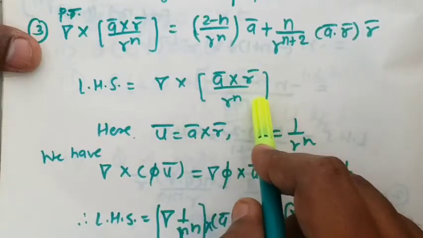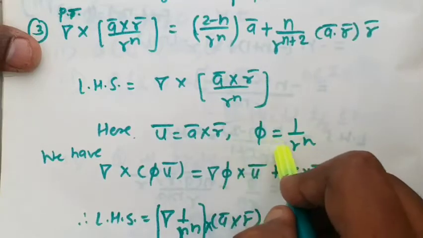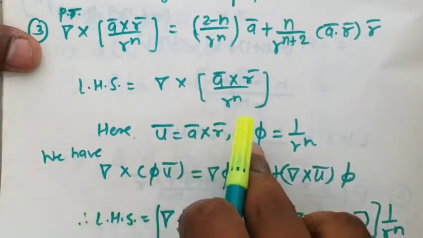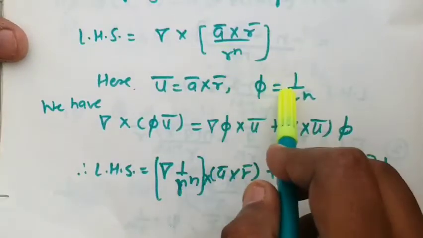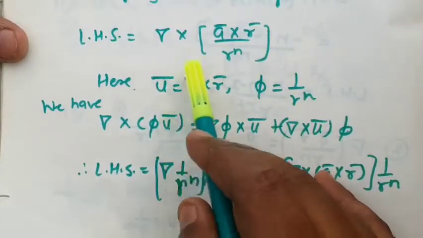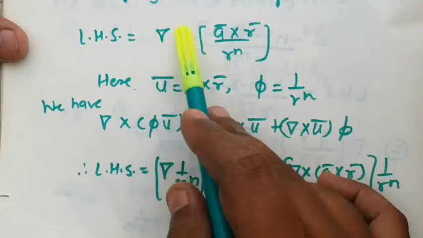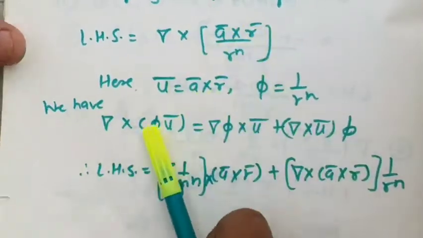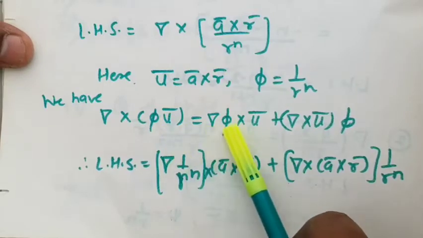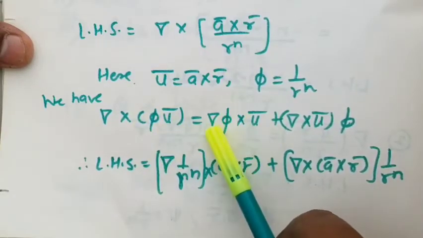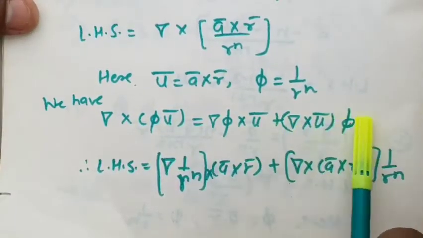Now along with that we have 1 by r raised to n. That is a scalar quantity, so we will denote it by phi. Now inside the bracket we have one scalar quantity and one vector quantity, and outside the bracket we have del cross. For such a situation, we have this result: del cross phi u bar can be simplified as del phi cross u bar plus del cross u bar into phi.